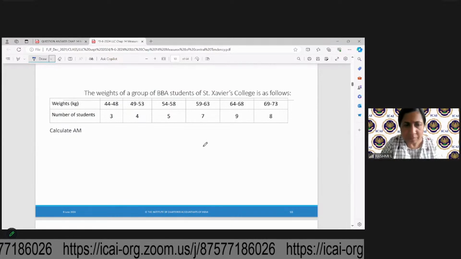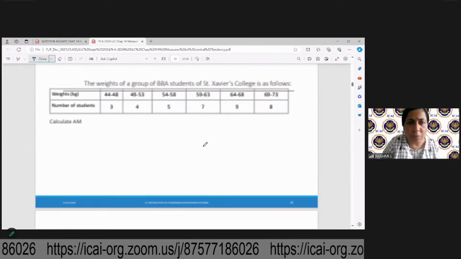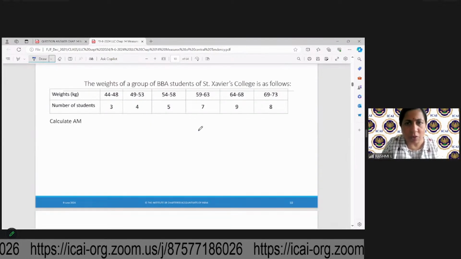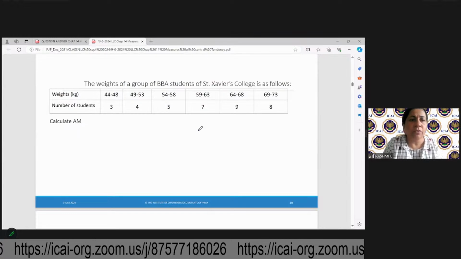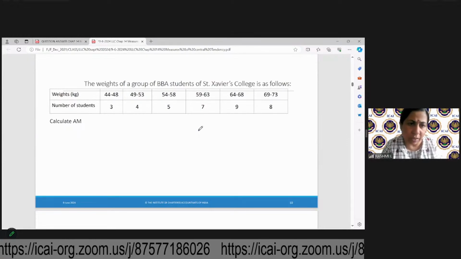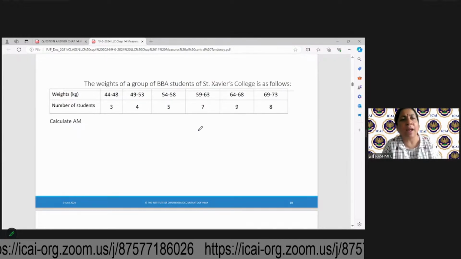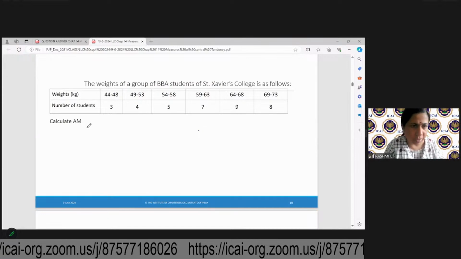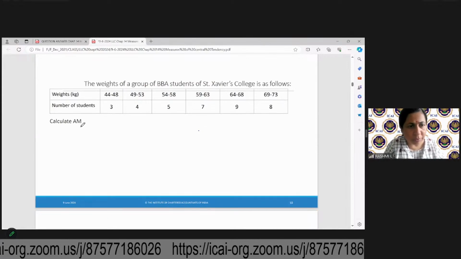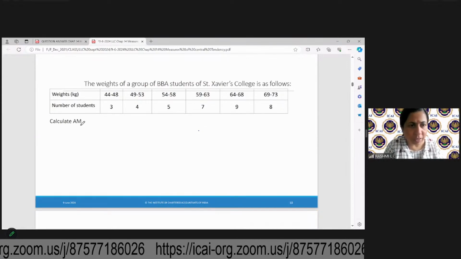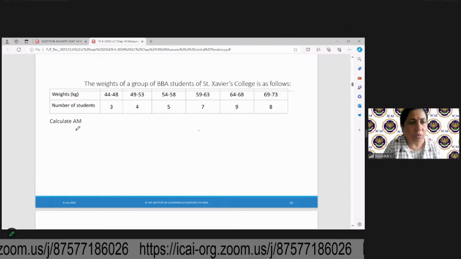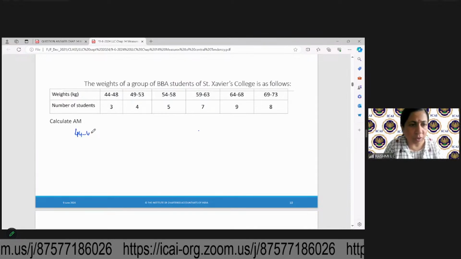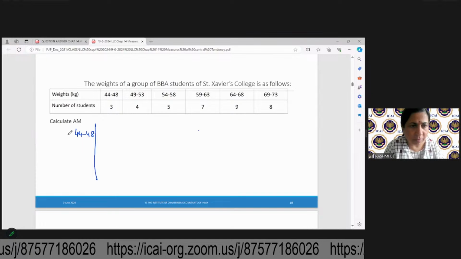Now, the weight of a group of BBA students of Xavier's College is as follows. The number of students, the weights are given, number of students are given, and you have to find the arithmetic mean. So what are the columns I will make? I will first write down the table. Okay. So I will have 44 to 48, etc.